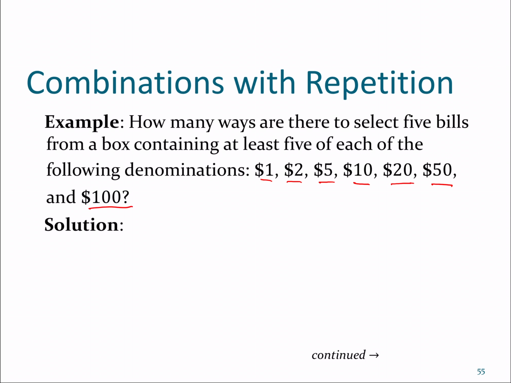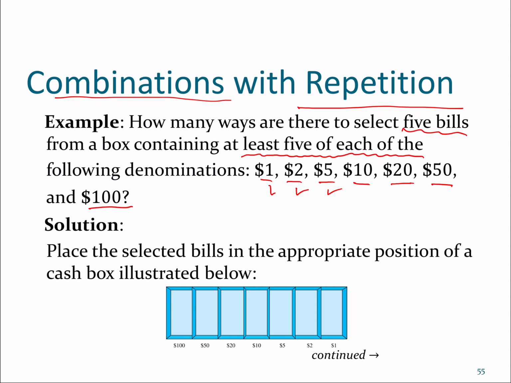Please emphasize here that there are at least 5 of each. You're selecting 5 bills, but each one of the denominations has at least 5 of them. So you can select multiple 1s or multiple 2s or multiple 5s. That's the meaning of repetition allowed. And here we don't care about the order, so this is a combination with repetition. So how can we solve this question?